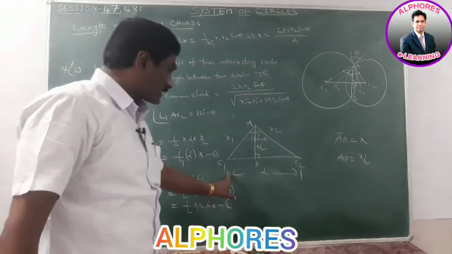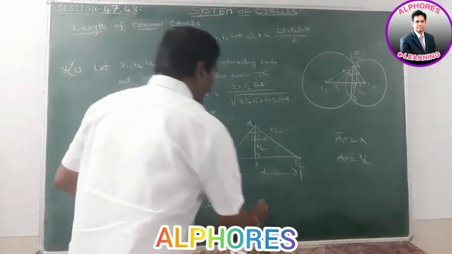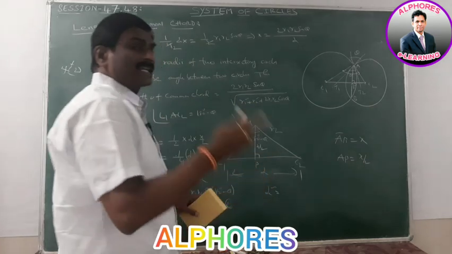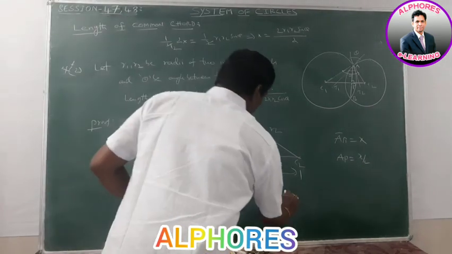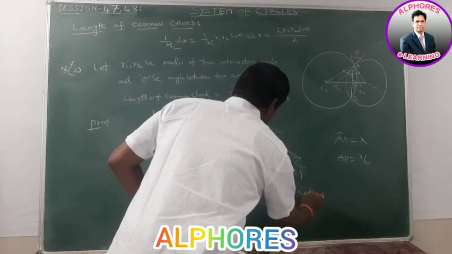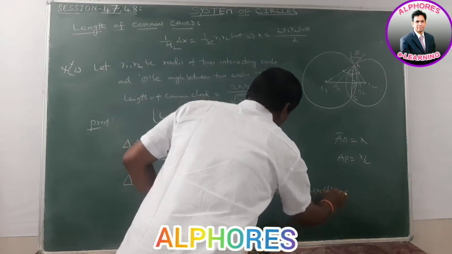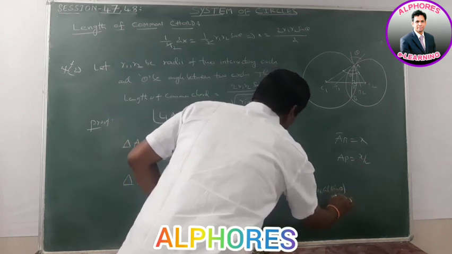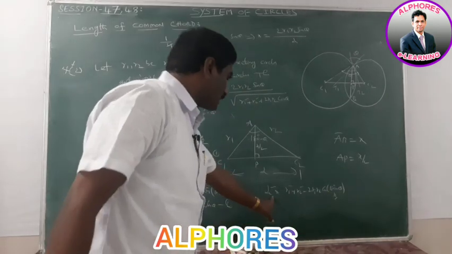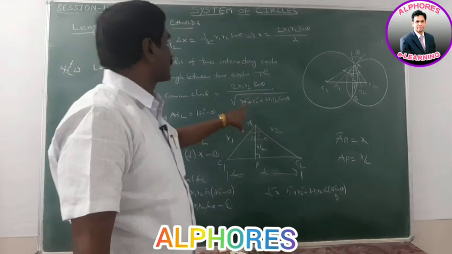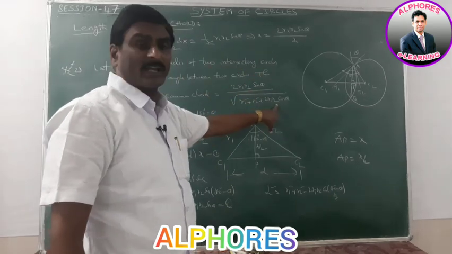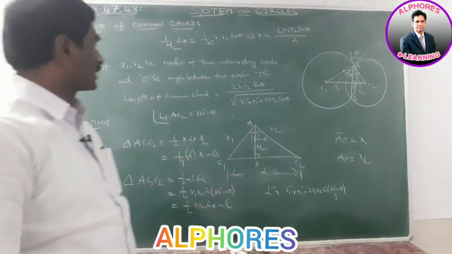But by using the cosine rule, what is the value of d? D square is equal to, by cosine rule, a square is equal to b square plus c square minus 2bc cos a. That means d square is equal to r1 square plus r2 square minus 2 r1 r2 into cos 180 minus theta. Cos 180 minus theta means minus cos theta. That means d is equal to root over r1 square plus r2 square plus 2 r1 r2 cos theta. Substitute this value in this place, we get this value. Okay, please note this point.